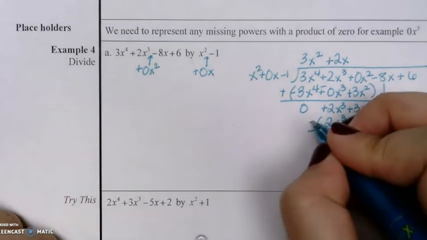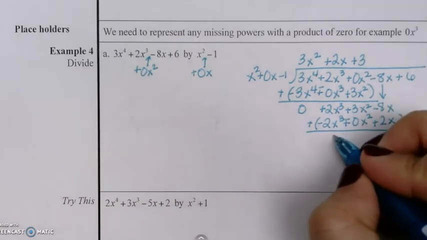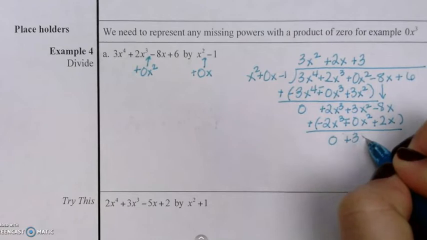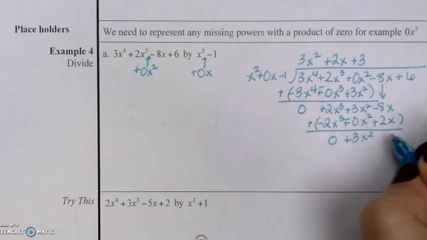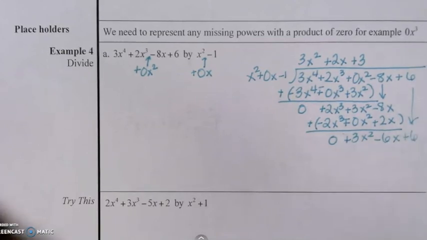subtract, distribute. 2 minus 2 is 0. 3 minus 0 is plus 3x squared. Negative 8 plus 2 is minus 6x. Bring down plus 6. And we start again.